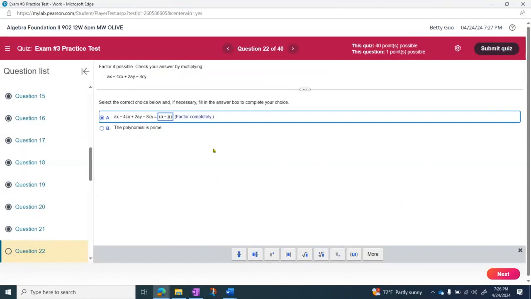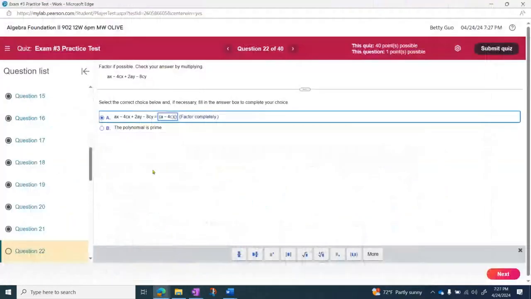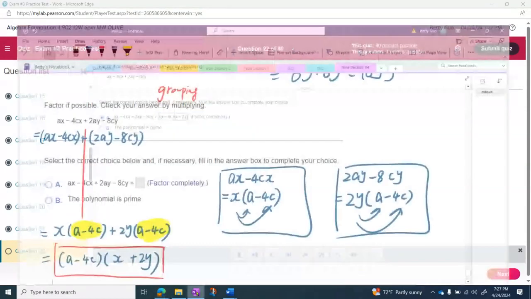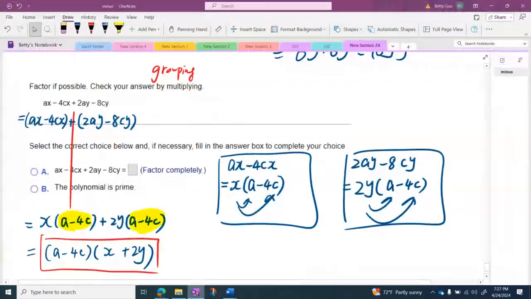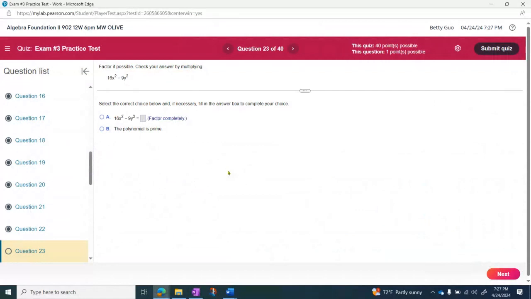A minus 4c times x plus 2y. A minus 4c, x plus 2y. Okay. Next.